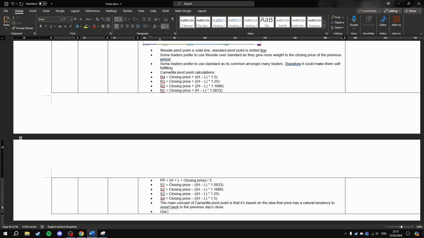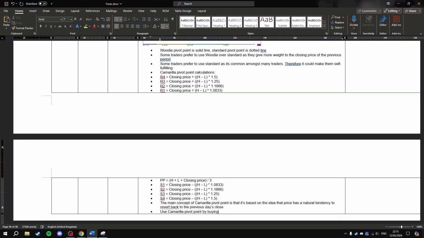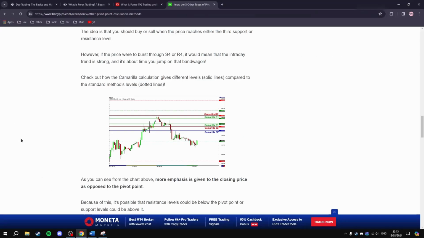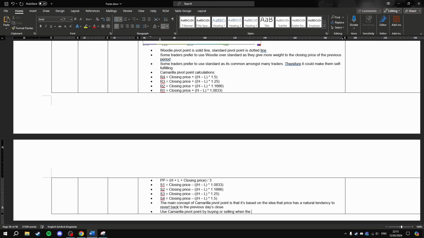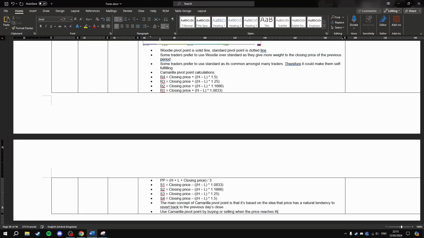Use camarilla pivot point by buying or selling when the price reaches either the third support or resistance level.